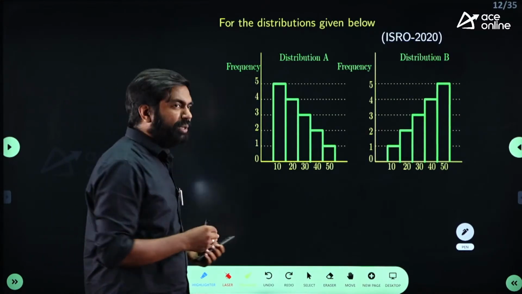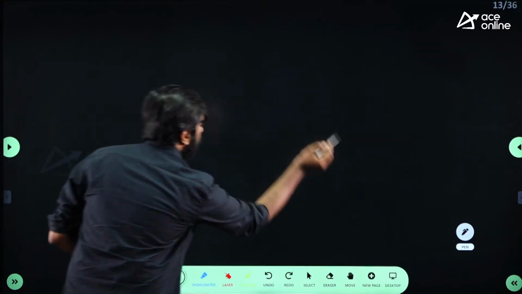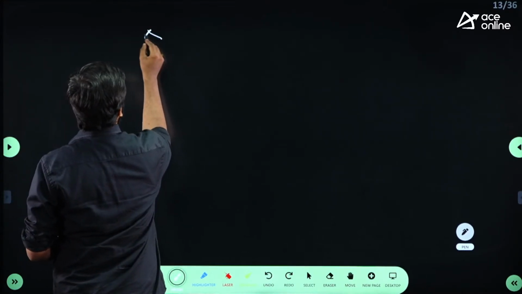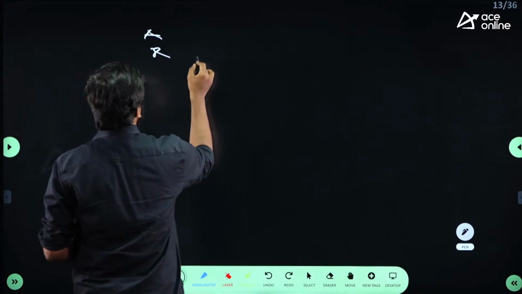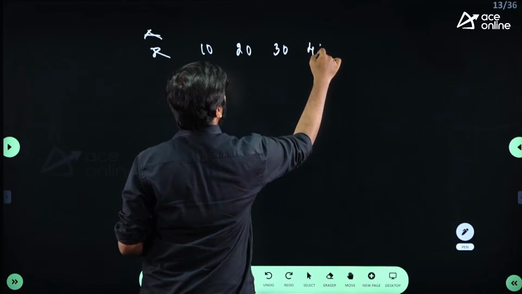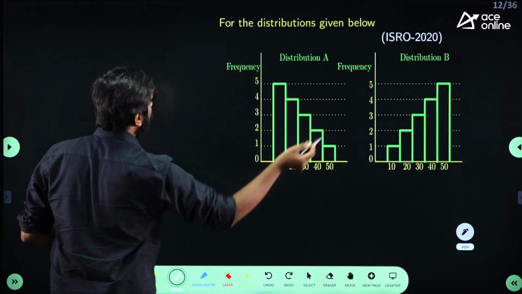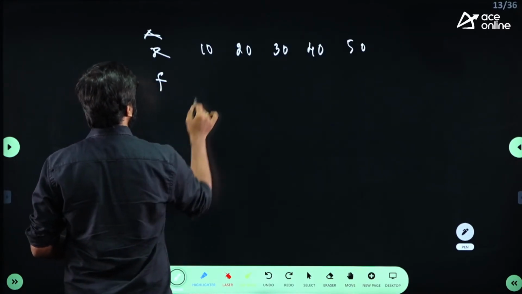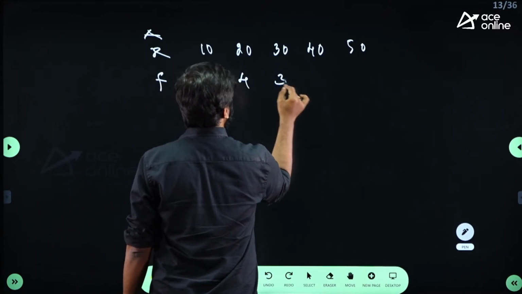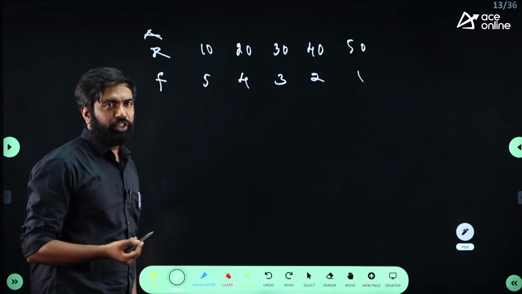If you don't believe my words, let's do some mathematics then. Let me show you what's happening here. How do you find the standard deviation? If you look at distribution A, let's write x here. The observations are 10, 20, 30, 40, 50. Their frequencies are 5, 4, 3, 2, 1. So these are the frequencies. Now how do you find the standard deviation? I will show you how to find that.